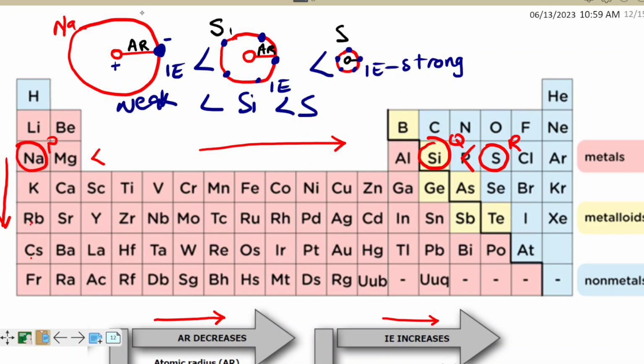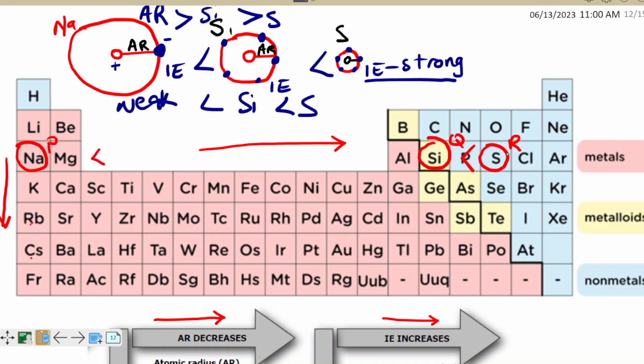But the atomic radius of sodium is bigger than the atomic radius of silicon. The atomic radius of silicon is bigger than that of sulfur. So this electron is far apart. That's why the ionization energy is weak. The valence electrons of sulfur are very much close to the nucleus. That's why the ionization energy is strong. So this is how we explain the ionization energy.